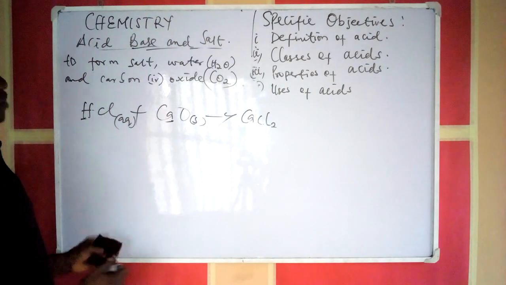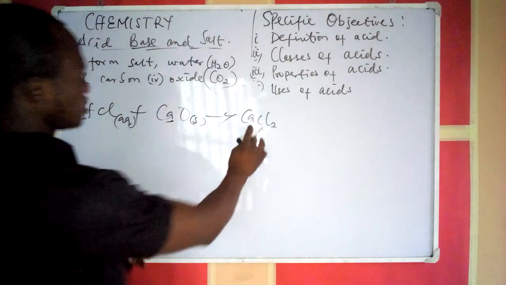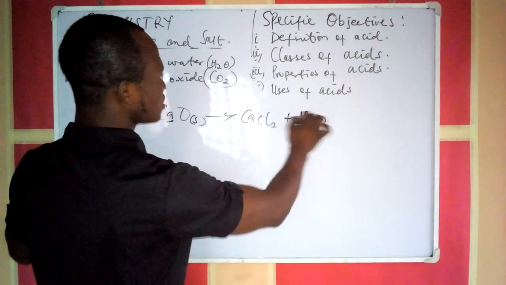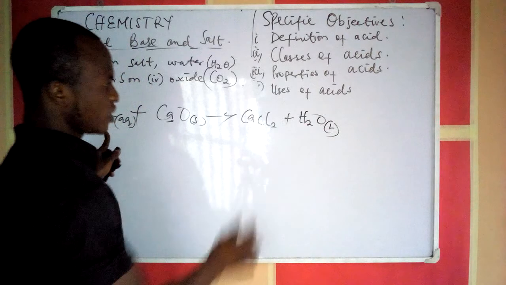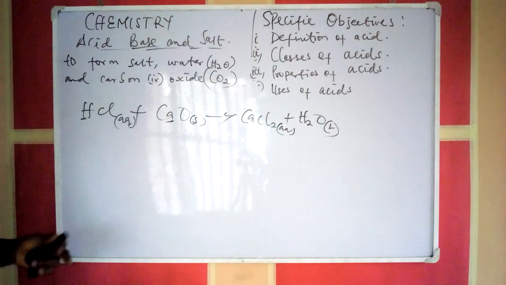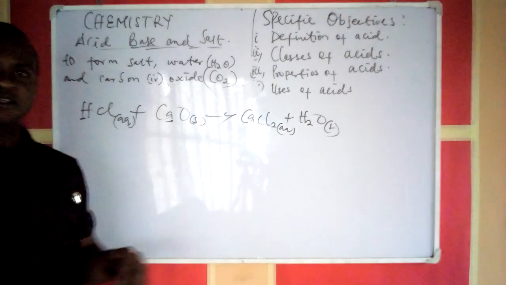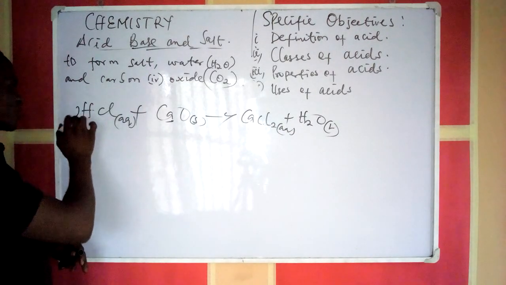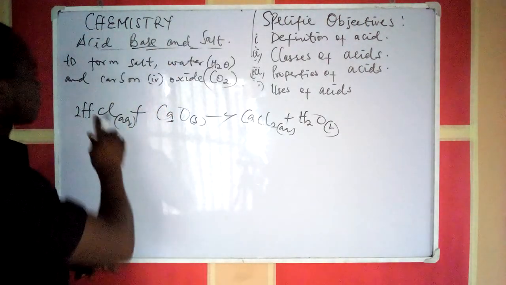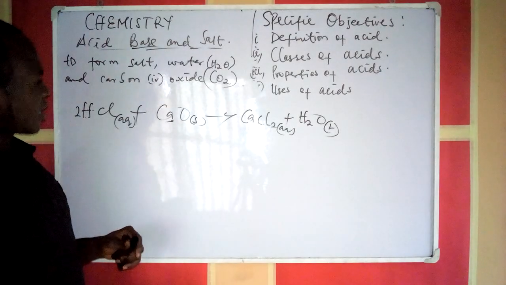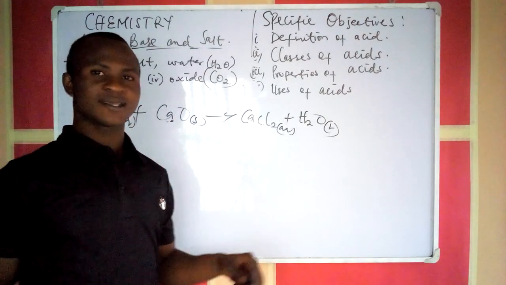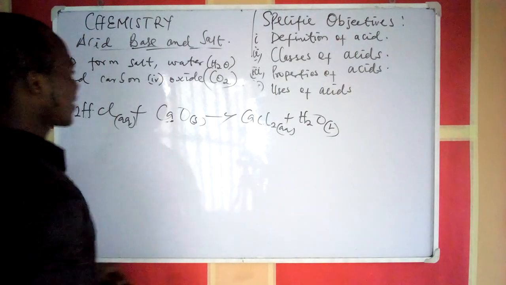All right, this is salt plus what? Remember I said to form salt and water. Water is liquid. This is the salt, aqueous. If you check the balancing, I have two hydrogens here. How many hydrogens do I have here? I have only one, so that's two here. I have two chlorines here. I also have two chlorines here. How many calciums do I have at this side? I have just one. I also have just one here. I think it's balanced.